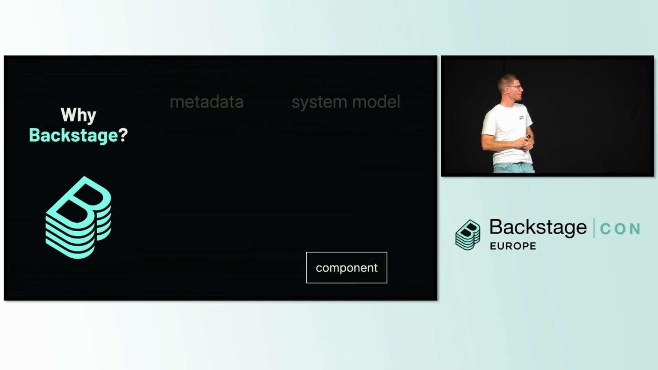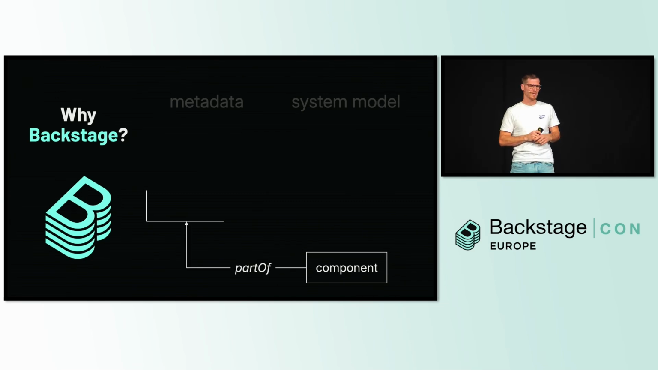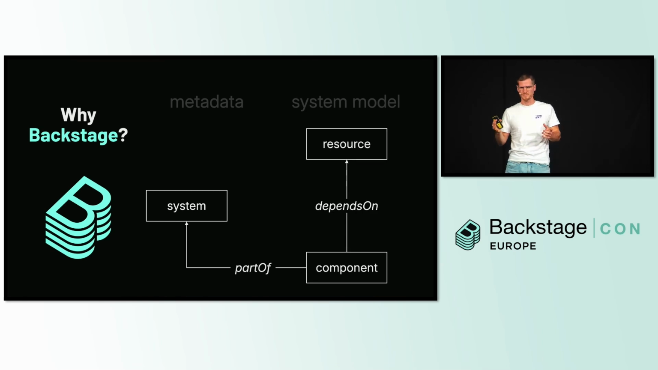It has components. These are at the core of the catalog. And the components can be part of a system. And components also depend on resources. So resources are databases, for example, cloud resources, your Kubernetes cluster, things you need to run your component, your software. And every software, when it's not a library, needs some kind of resource. And the resources can also be part of a system.